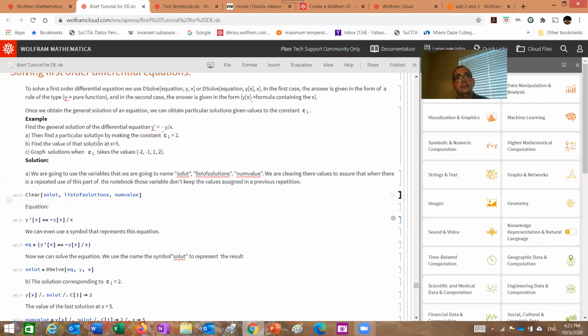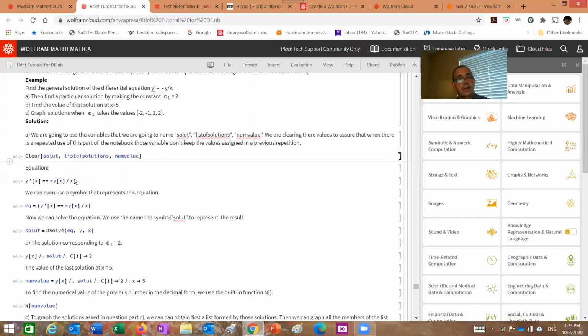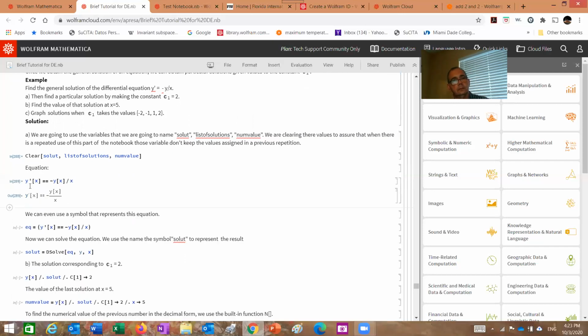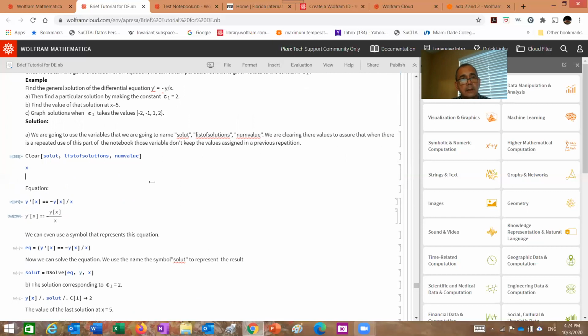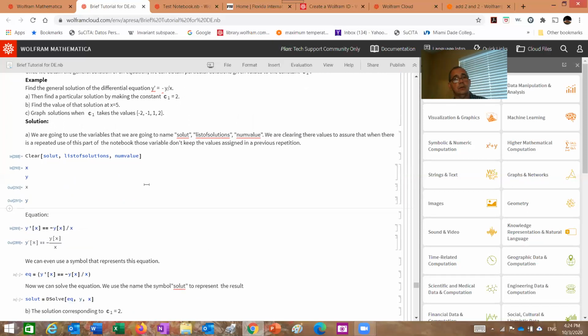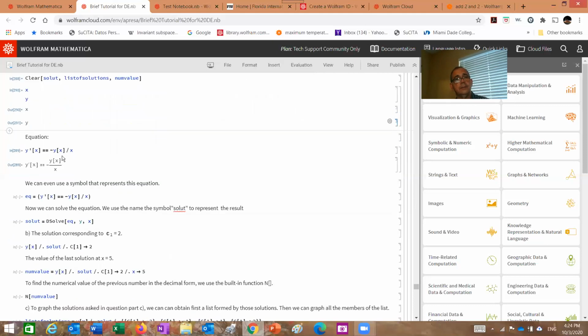And then, now we are going to enter the equation. You want to check whether the x and the y have values. You can enter the x and you can enter the y, on different lines. You press Enter and you get x, y. So you don't have to clear them. You can either clear them or check whether they have previous values. And then, now this is the equation.